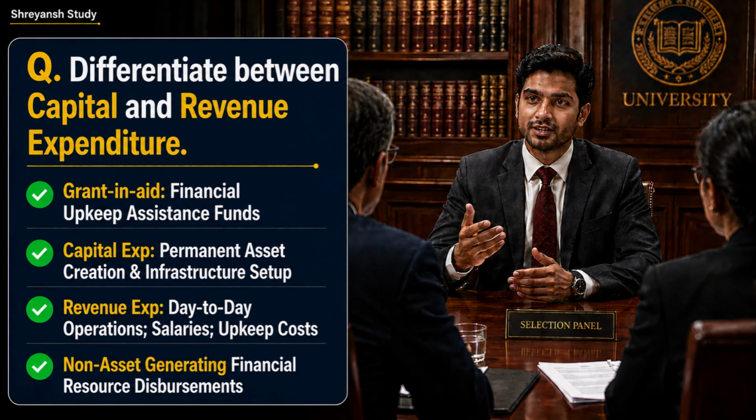Revenue expenditure: spending on the day-to-day operational upkeep of the university that does not result in asset creation, for example, disbursing salaries, pensions, paying electricity bills, or purchasing office stationery.